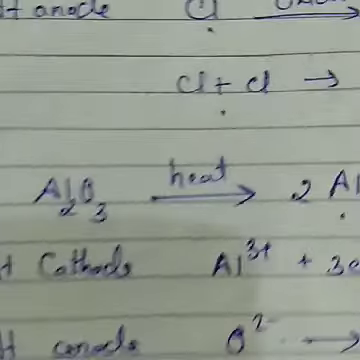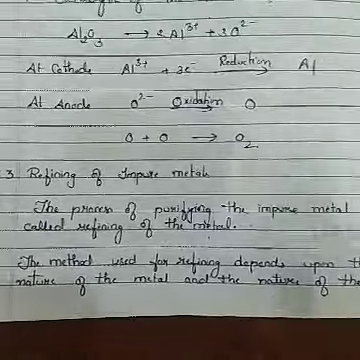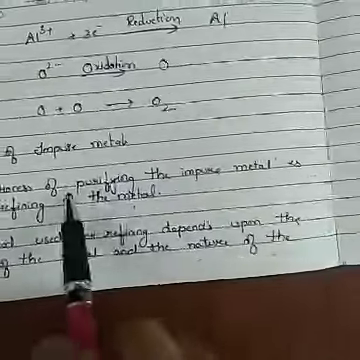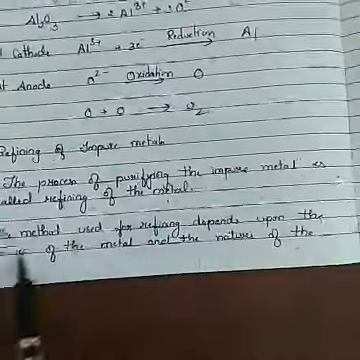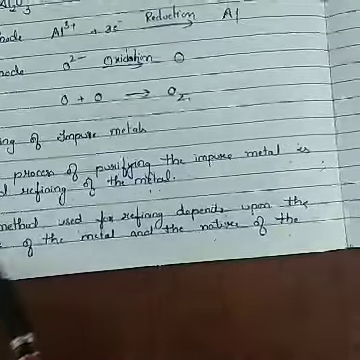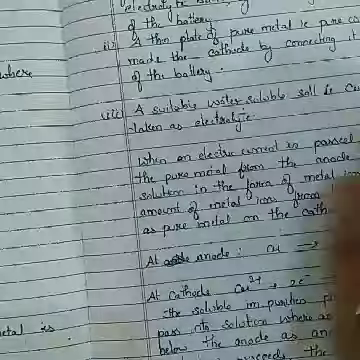Refining of impure metal to get pure metal. The metals obtained in the middle and low reactivity series are impure; they contain some impurities. Now you have to purify that metal. Purifying impure metal is called refining of metal. The method used for refining depends upon the nature of the metal and the nature of the impurities.